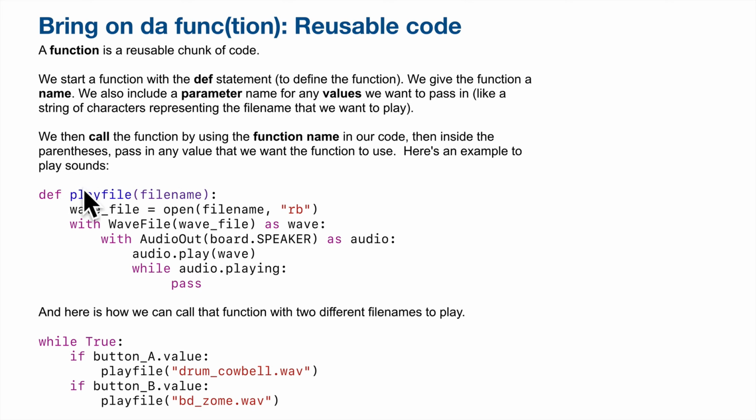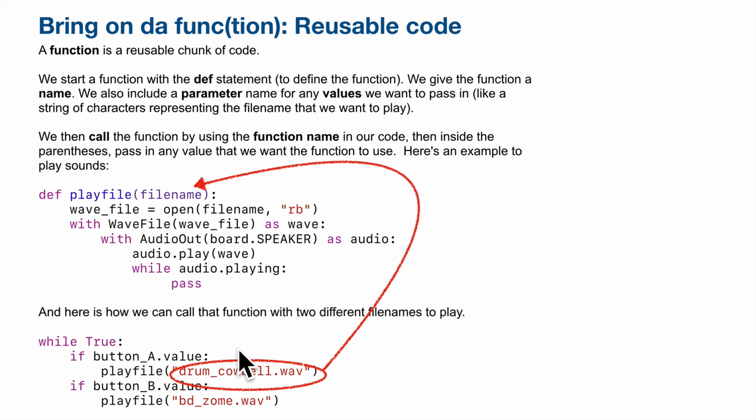We define a function, we give it a name, we put in a parameter, and then we swap out any value in our code where we had something hard-coded with the parameter name. So this is how it works. In your code, whenever the statement playFile is encountered, we're passing in a value that we want to use as file name. So that's drum_cowbell.wave. We run up here, we execute this chunk of code, and any place where we see file name, that's where we're going to be using drum_cowbell.wave.